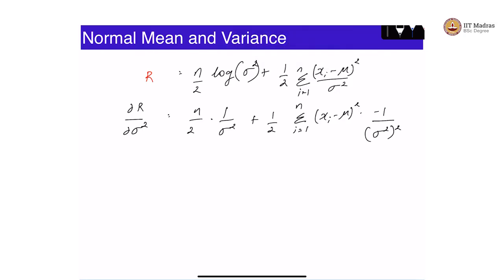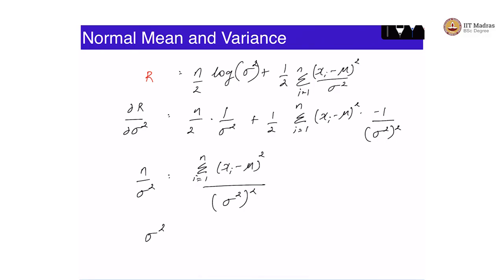So now if you take the derivative with respect to sigma squared and set it to 0, you get n by 2 sigma squared is equal to half sum over i equal to 1 to n (xi minus mu) the whole squared by (sigma squared) the whole squared. So one of the sigma squared terms cancels out, you get sigma squared simply equal to the sum over i equal to 1 to n (xi minus mu) the whole squared by n. Right. So this is your second equation.